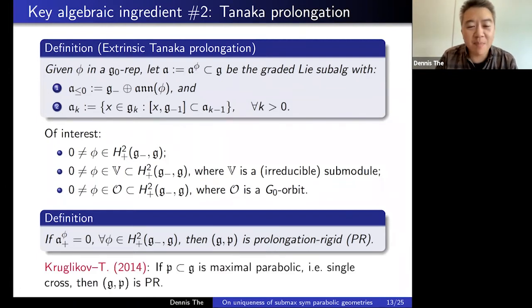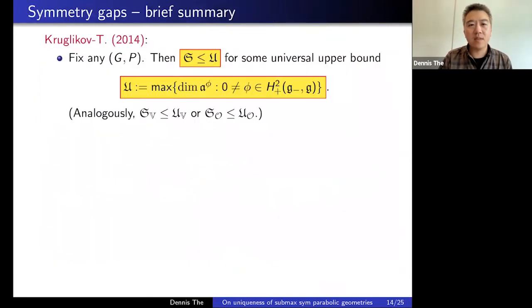Just as an example, one of the results we had was that if P is maximally parabolic, so that means you have a single cross on the Dynkin diagram, for example for 2, 3, 5 or G2 contact, this G/P is PR. You don't get into positive prolongation. Let me briefly now summarize some of the main results that are important for today, from our paper, of course.